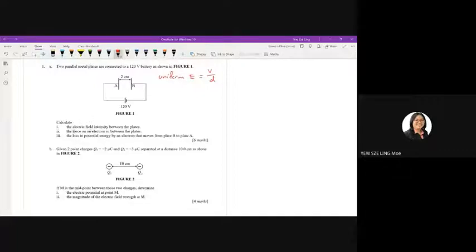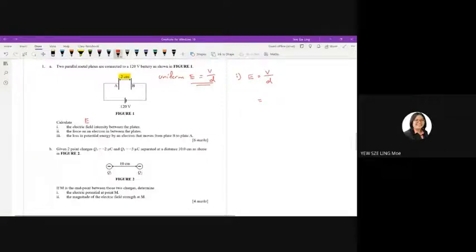So this question asks you to calculate the electric field intensity, which means calculating E between the plates. How are we going to solve it? Obviously, this is the equation you need to use: E equals V over D. Now you have to substitute the values. When you substitute, make sure they are all in SI units. A few of you got it wrong because you didn't change the distance between the two plates, 2 cm, into meters.